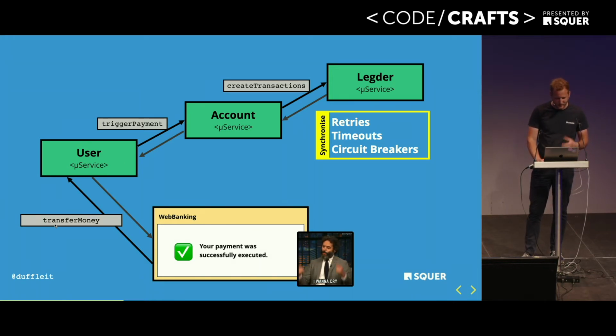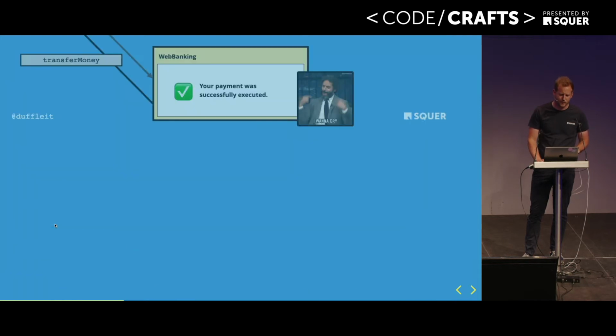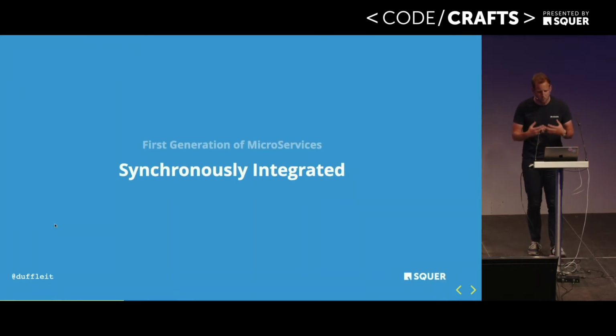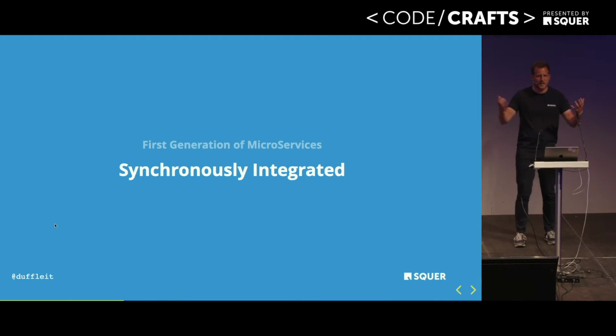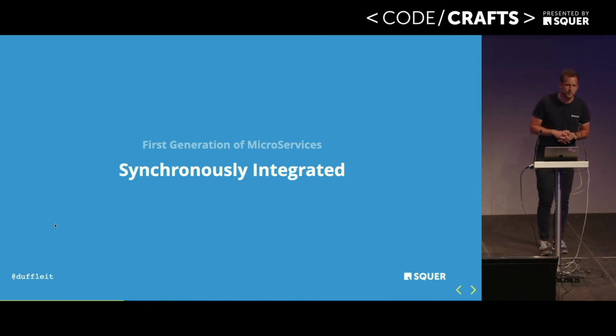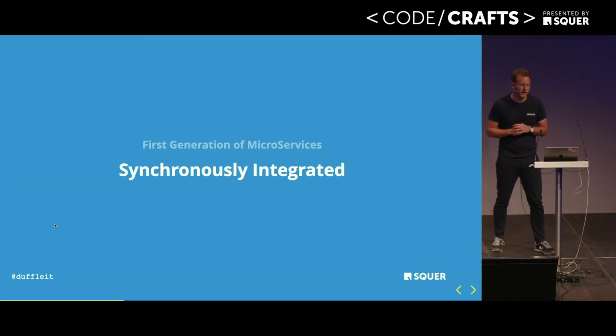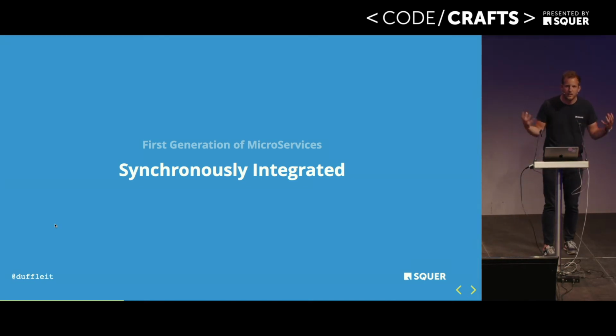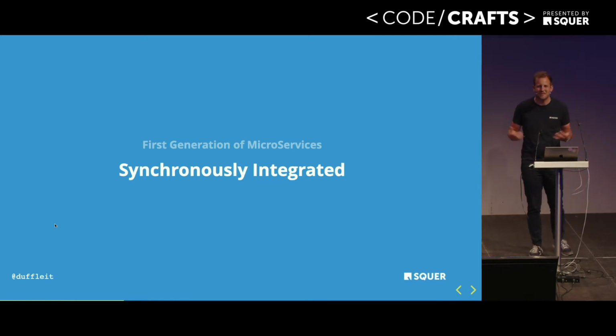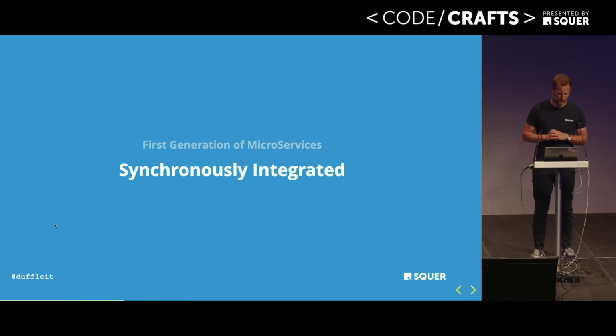And this is what we tended to call the first generation of microservices, right? This is how my personal microservices, I would say 7-8 years ago, when we started this in the first client project, usually looked like, right? We didn't know better. We had these synchronously integrated microservices, and we didn't really get a lot of advantages in terms of resilience, right?